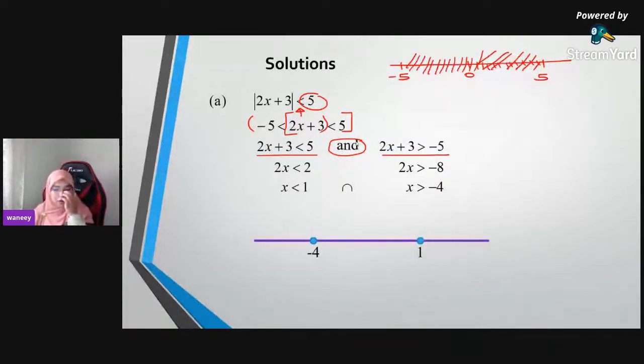Okay, so negative 4 on the left hand side, 1 on the right hand side. So 1 will go to the left hand side, negative 4 will go to the right hand side.